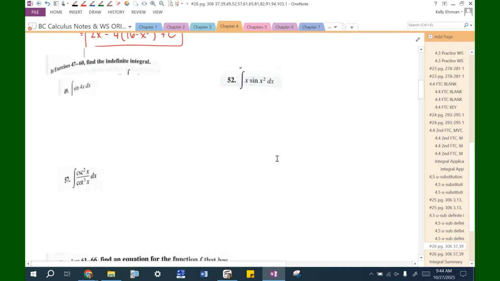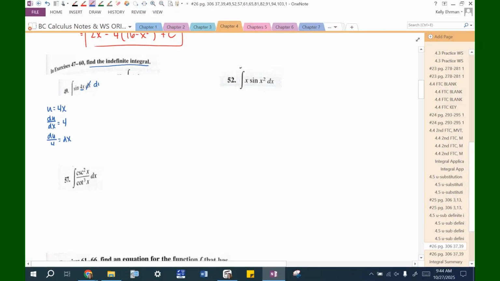All right, number 49. Find the indefinite integral. So this means integrate, and we should have a plus c as our answer. We'll use u sub as needed. So anytime the angle inside of a trig function does not have a derivative of 1, then you need u sub. So u equals 4x. Du dx equals 4. Du divided by 4 will equal dx.